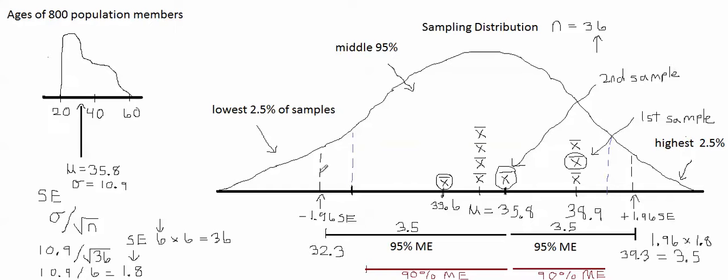It turns out that 95% of the possible samples fall between these two boundaries. But it also turns out that when the sampling distribution is normal, like it is here, the lower end of the middle 90% is 1.645 standard errors below the population mean. And the upper end of the middle 90% is 1.645 standard errors above the population mean.